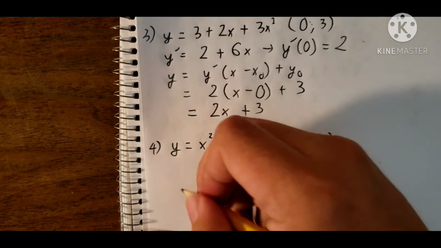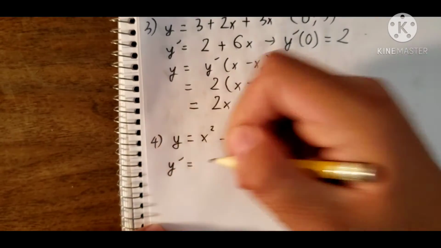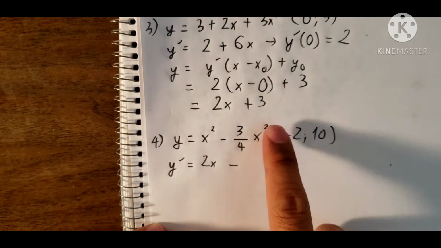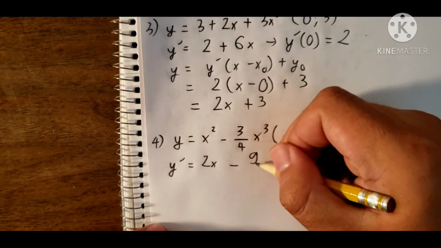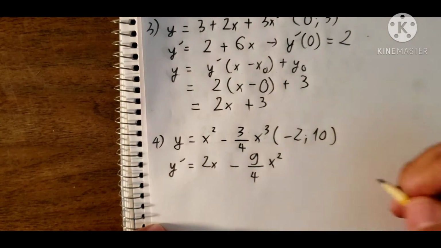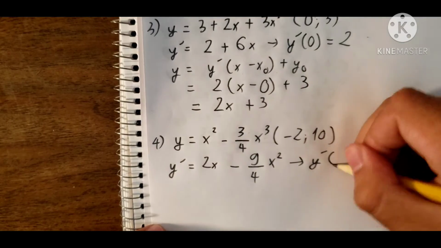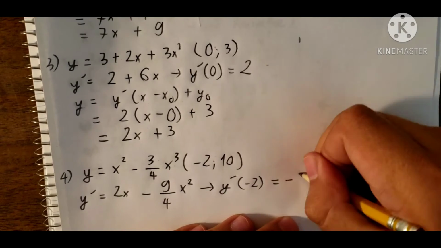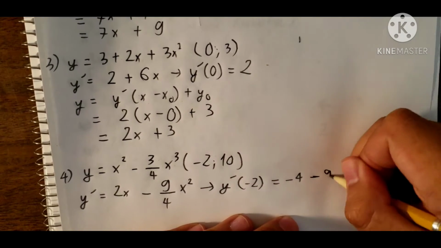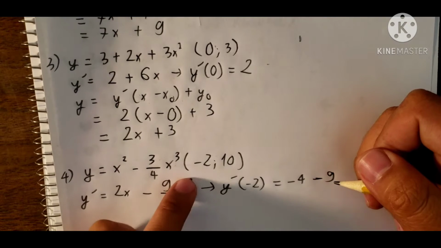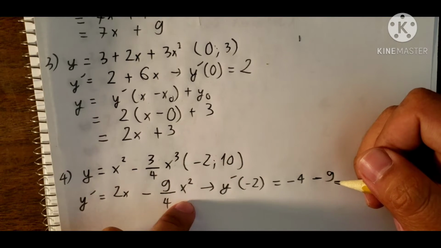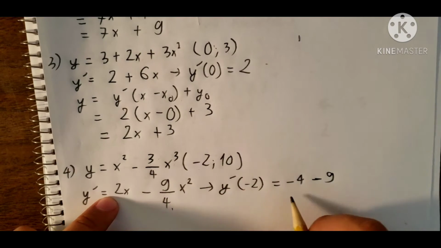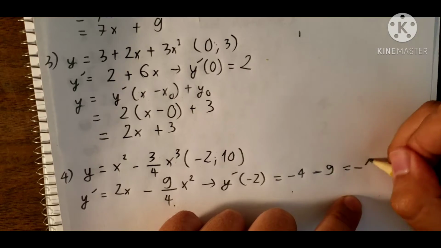The next one, we do the similar. We have x power 2, you got 2x. We have x power 3, you got 9 over 4 x power 2. So you got minus 2 in this equation. You got minus 4 and minus 9, because x power 2 with the minus 2, you got 4, and 4 in here, you simplify together, you got minus 4 minus 9, and you got minus 13.